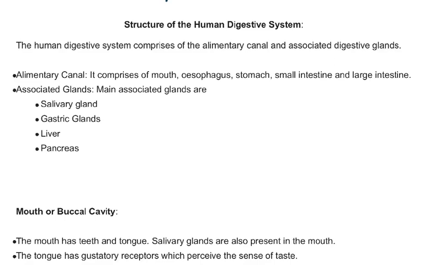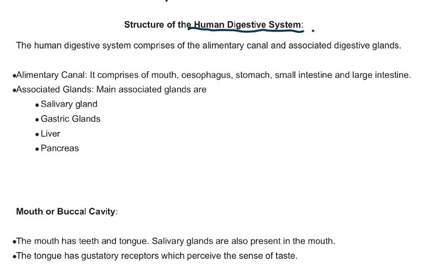Good morning, students. The topic for today is holozoic nutrition in humans. In the case of humans, being a complex multicellular organism, it has a specialized structure for the process of digestion and absorption. That is the human digestive system.